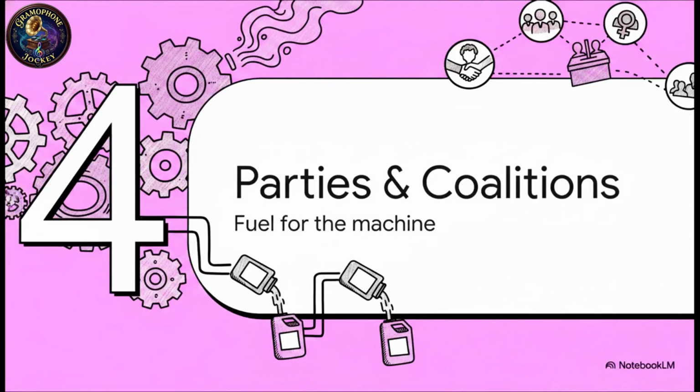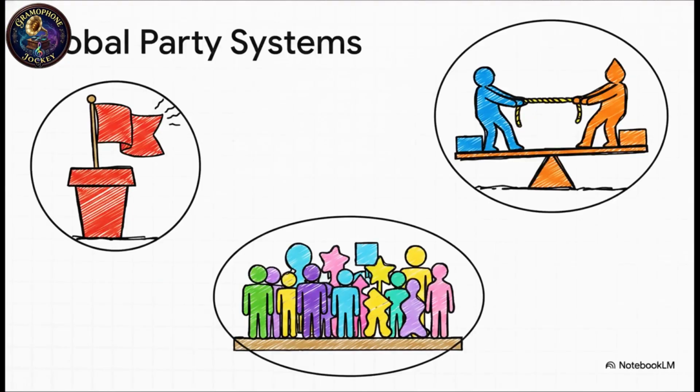Okay, part 4, political parties and coalitions. If the system is an engine, this is the fuel. Let's move on and see how this builds up in the real world. Globally, democracies utilize totally different party systems. A one-party system legally allows only one party to hold power. A two-party system, like in the US, sees two major players dominate the board.